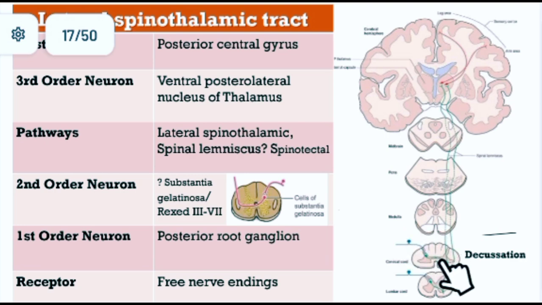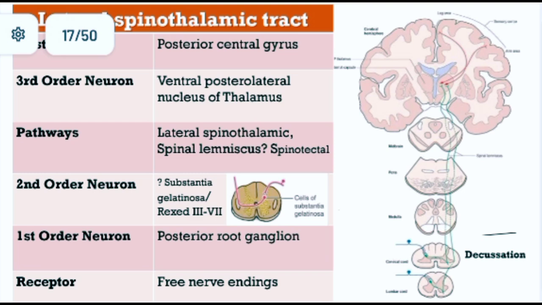They start from there and then they decussate, go to the opposite side, ascend upward, and synapse in the ventral posterolateral nucleus. Okay? That is the course. Okay? So you need to remember that.